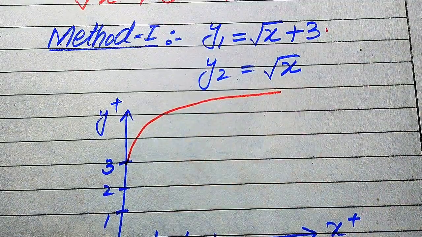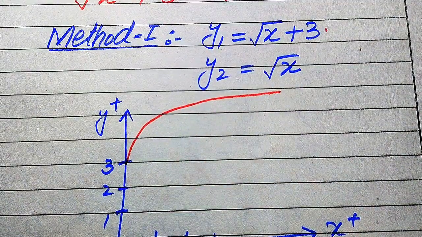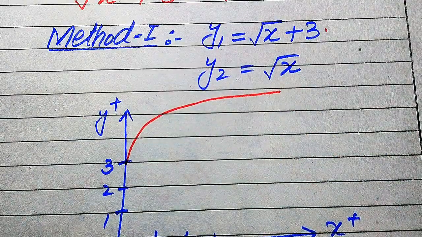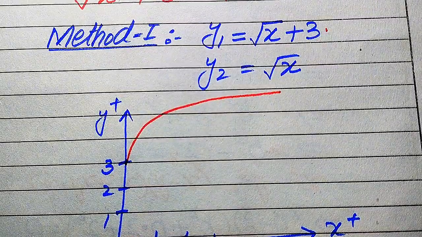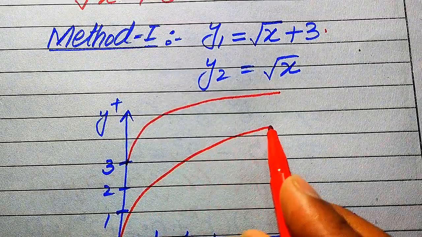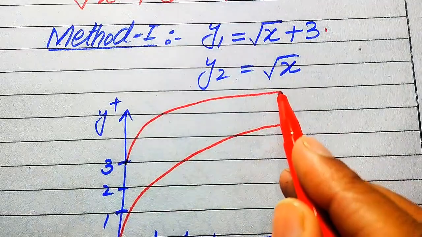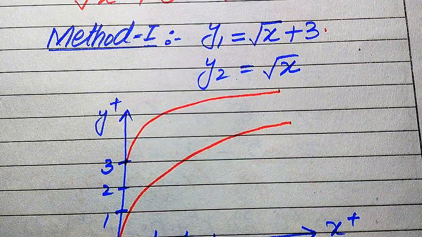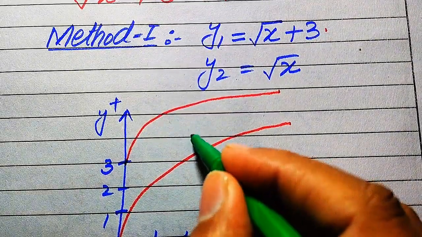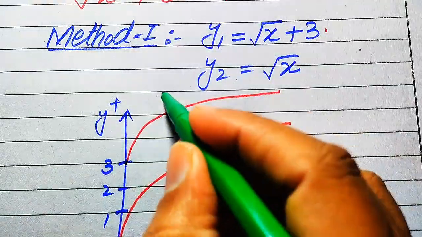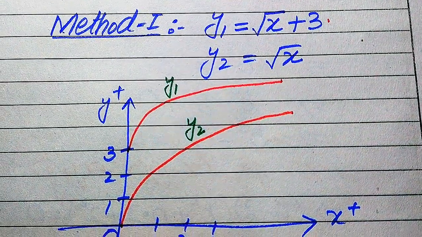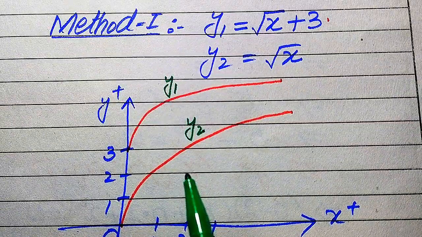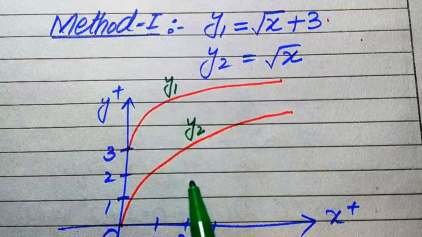And similarly the graph of y2 is the square root of x, and this graph starts from the origin. So this graph looks like this form, and it moves in this way. Here you should know that this is our lower curve, and we denote this lower curve by y2, and this is the upper curve and we denote it by y1. The upper curve is always 3 units above the lower curve.